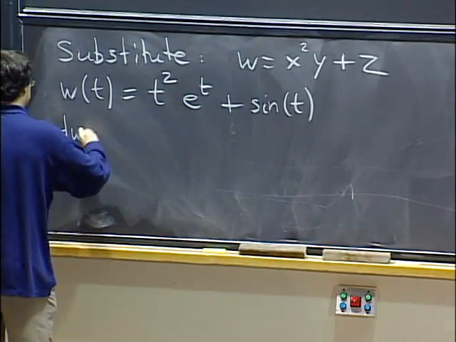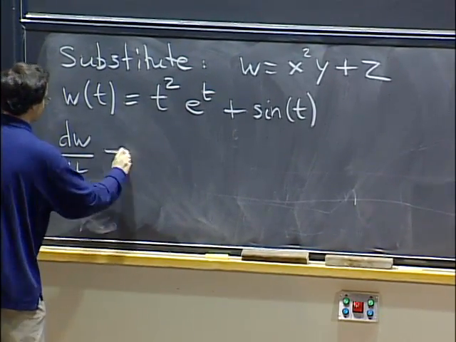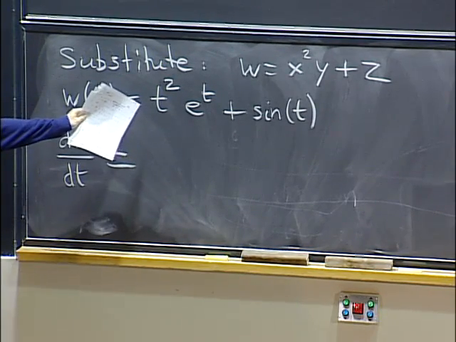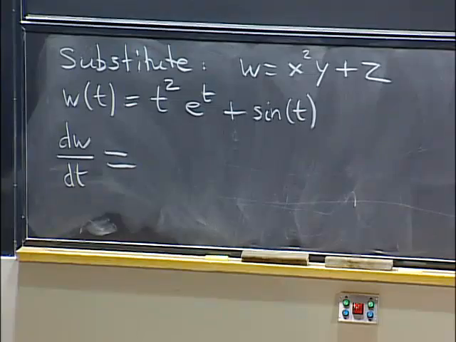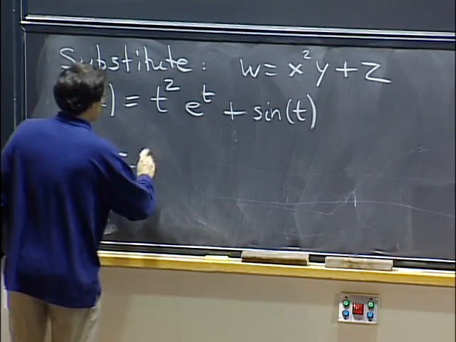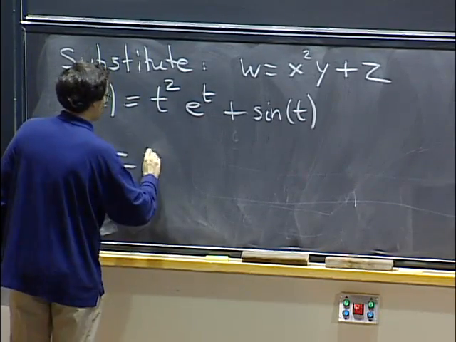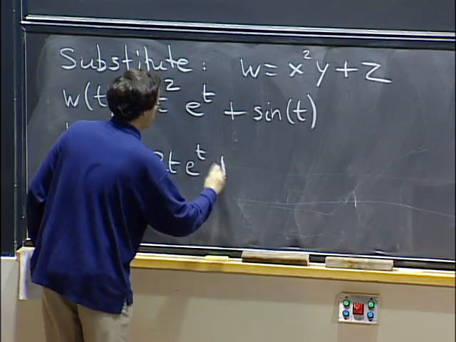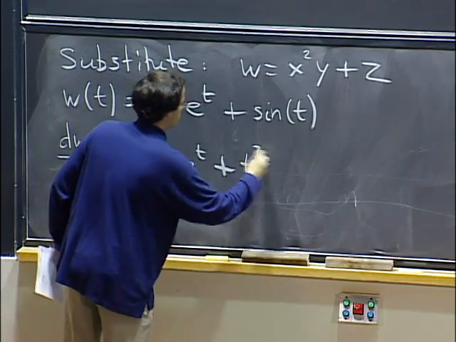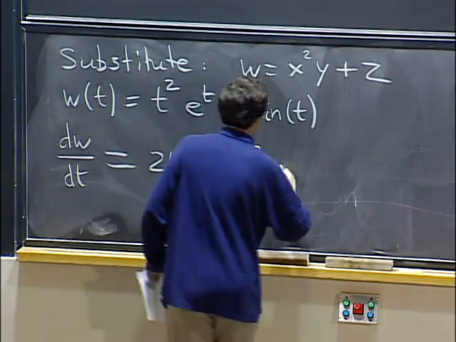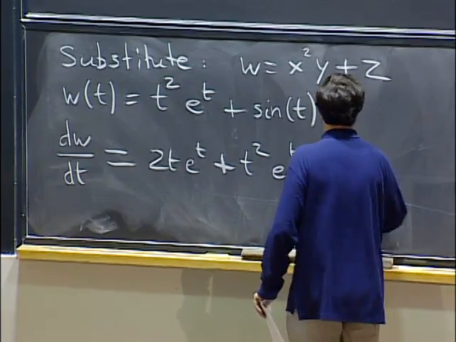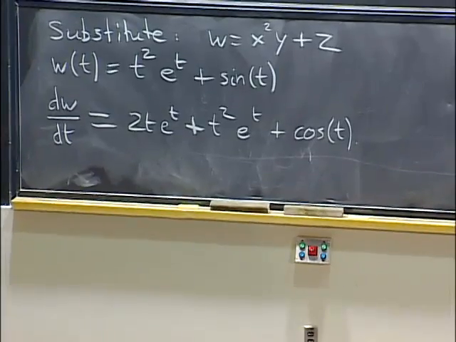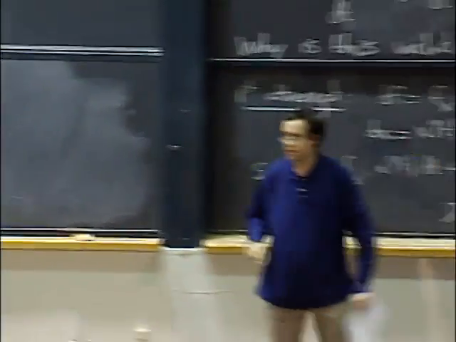So dw dt, we know how to take the derivative using single variable calculus. Well, we should know. If we don't, then we should take a look at 1801 again. By the product rule, that will be the derivative of t squared, which is 2t, times e to the t, plus t squared times the derivative of e to the t, which is e to the t, plus cosine t. And that's the same answer as over there.